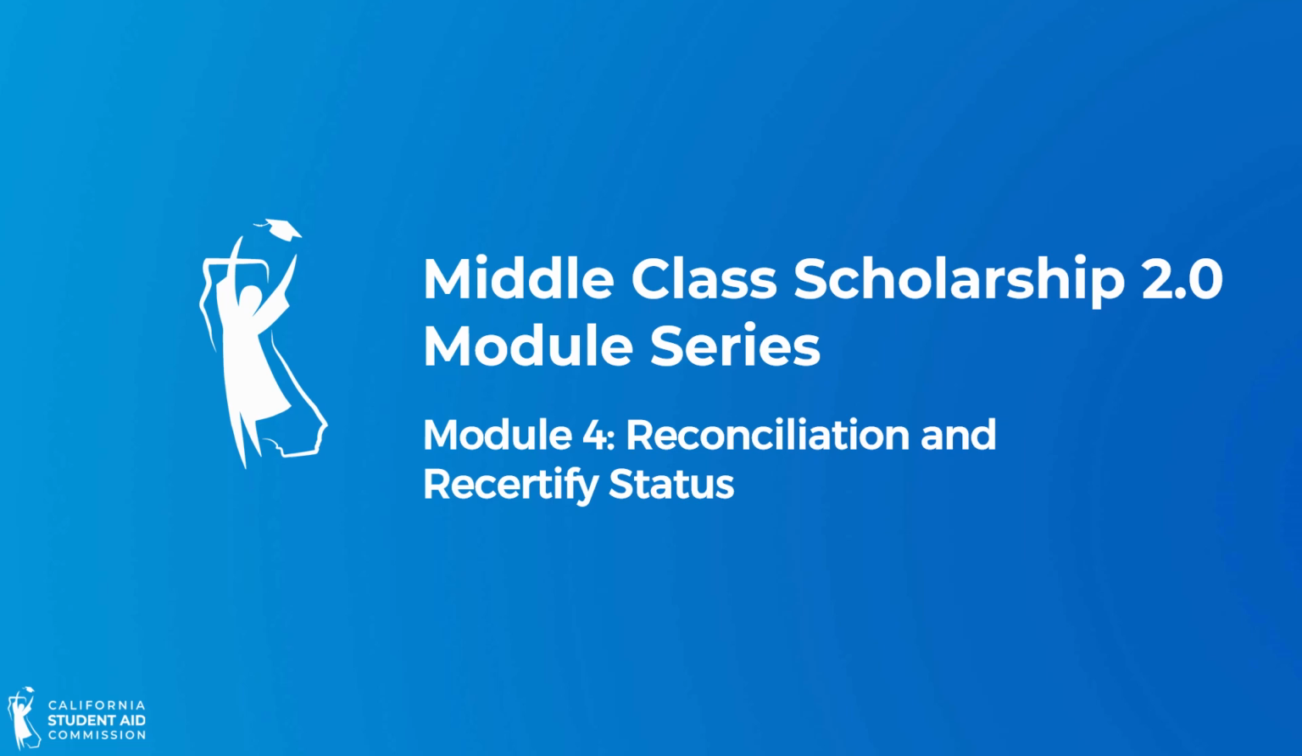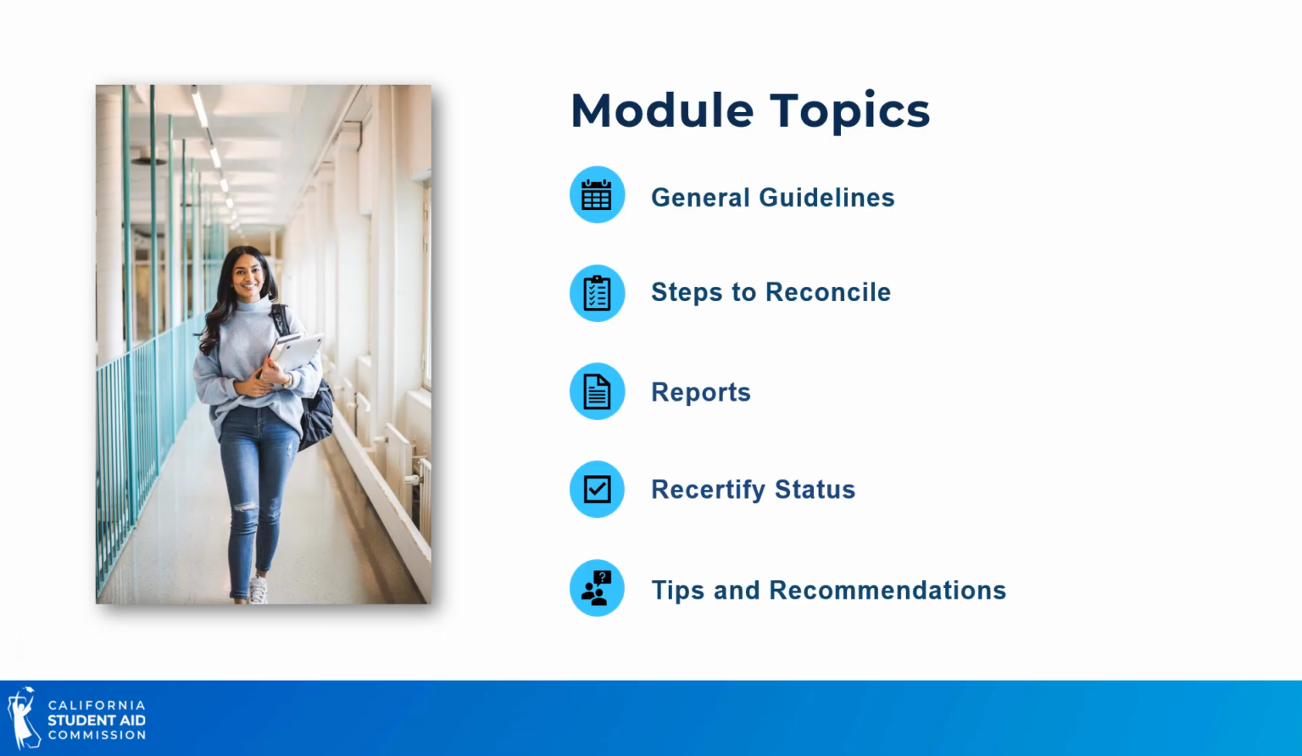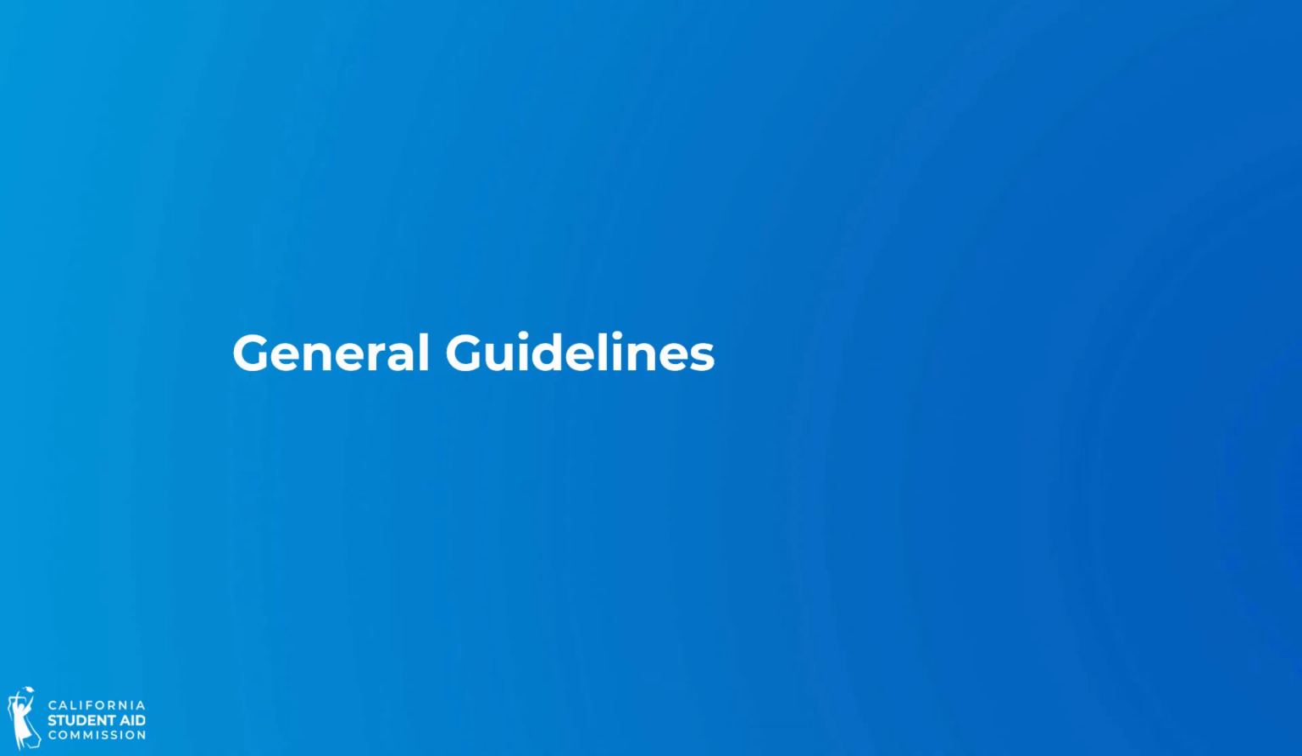Welcome to our Middle Class Scholarship 2.0 Training Module Series. This is Module 4, Reconciliation and Recertify Status. In this module, we will discuss the following topics: General Reconciliation Guidelines, Steps to Reconcile, Helpful Reports, Recertify Status, and Tips and Recommendations. First, we'll cover the general guidelines of MCS reconciliation.